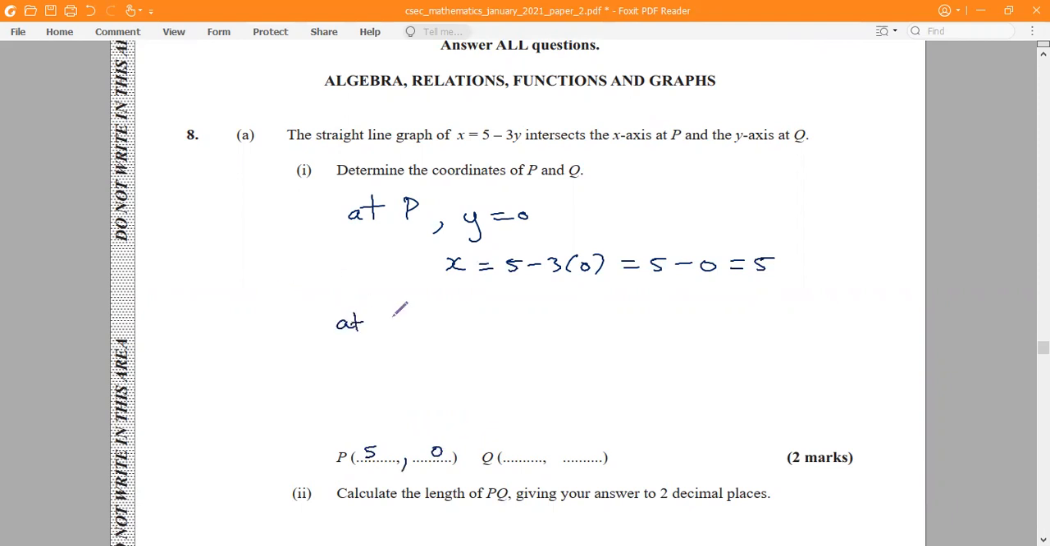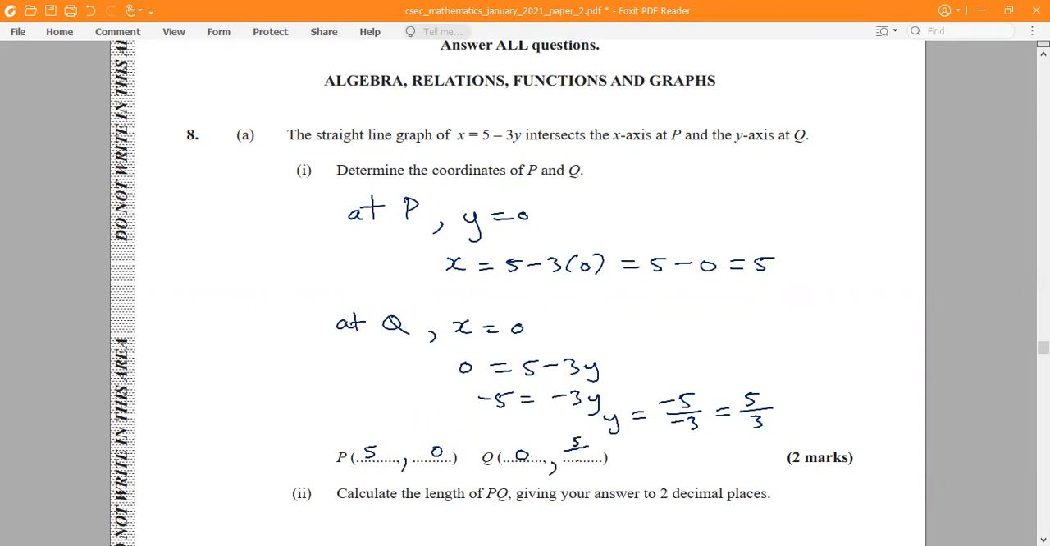At Q, which is the y-axis, x is equal to 0. So we substitute 0 into the equation, x equals 5 subtract 3y. So we have 0 is equal to 5 subtract 3y. We solve the equation for y, so we subtract 5 from both sides. And we then divide both sides by -3. So -5 divided by -3 is positive 5 over 3. Coordinates of Q, x equals 0, y is equal to 5 over 3.